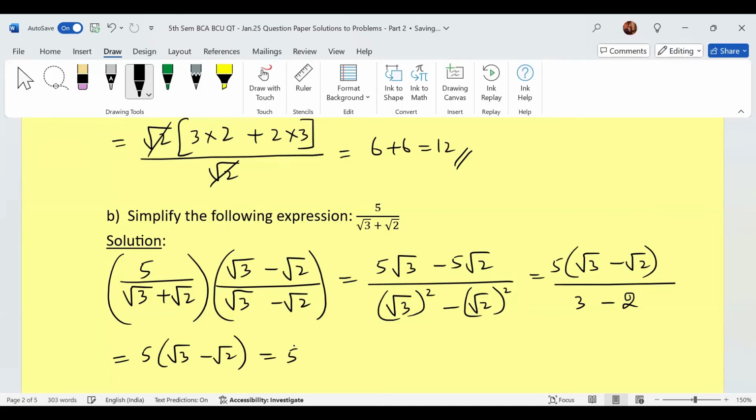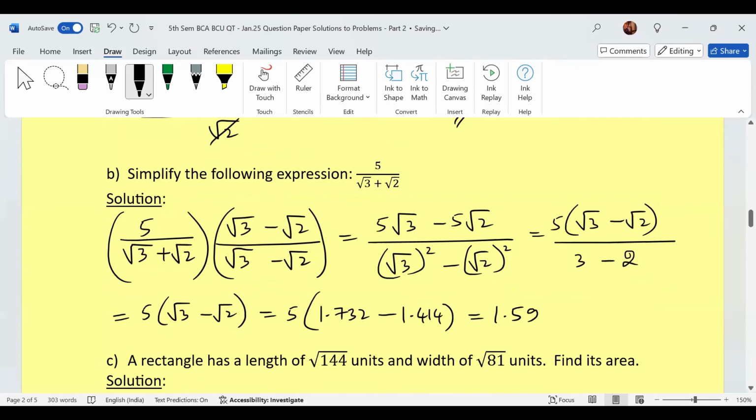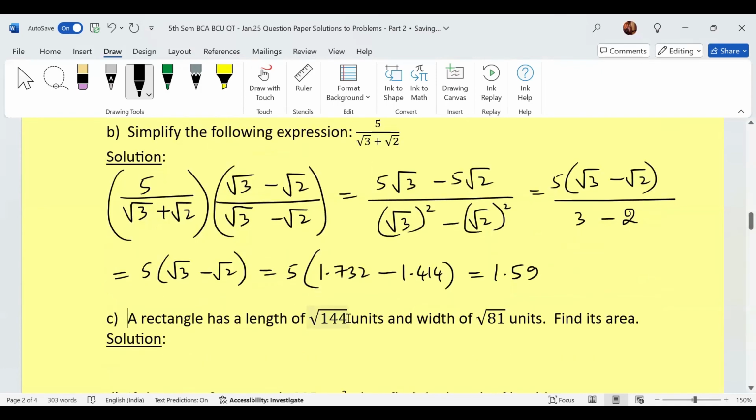Further also, we can bring in the values of root 3 as 1.732 minus value of root 2 as 1.414. Subtracting and then multiplying with 5, we will get the result as 1.59. That will be the simplification of this part B question. Let us move on to the next part, that is part C. A rectangle has a length of square root of 144 units and width of square root of 81 units.